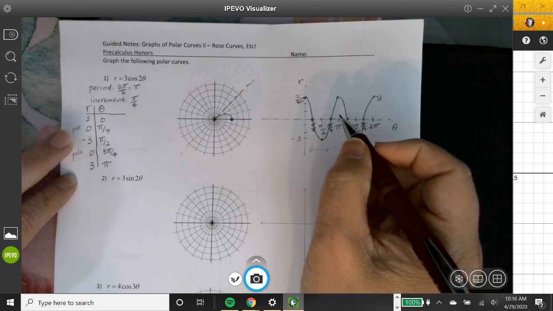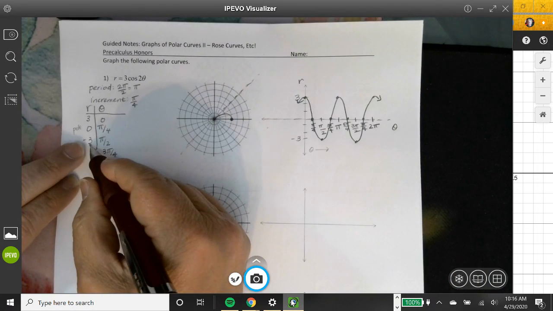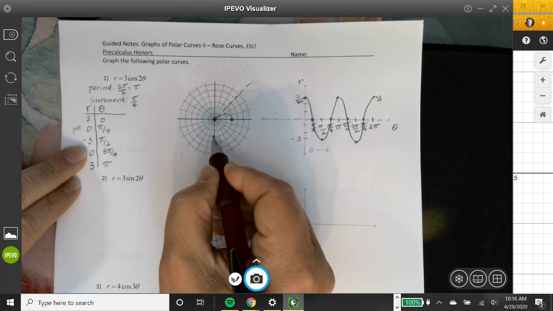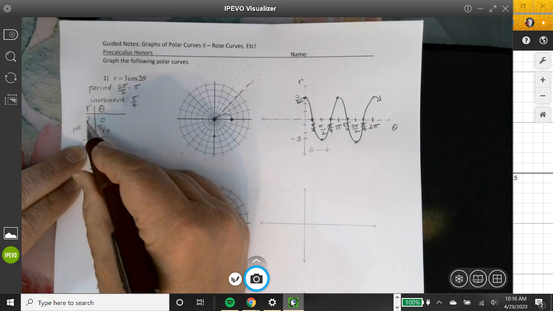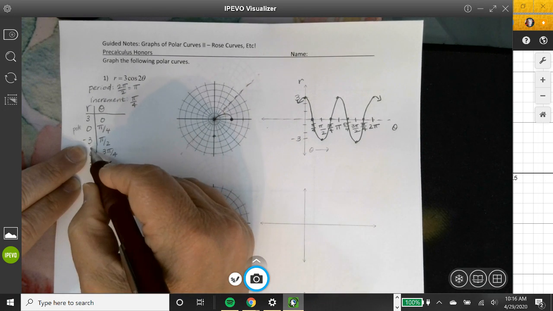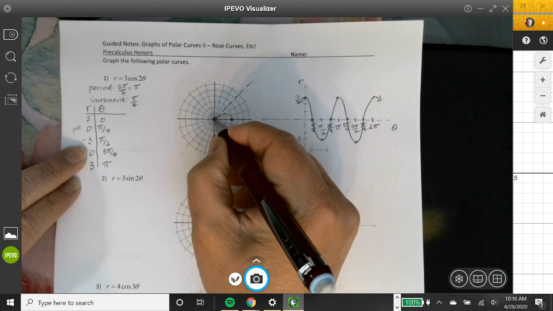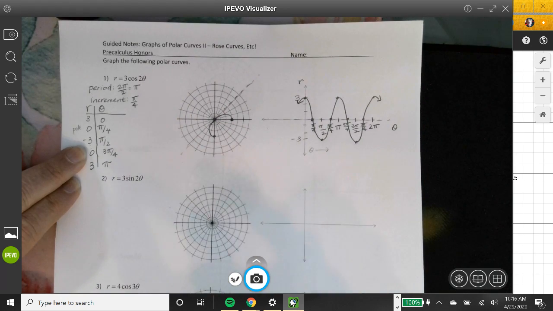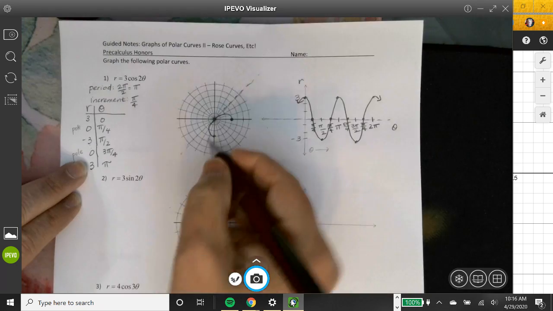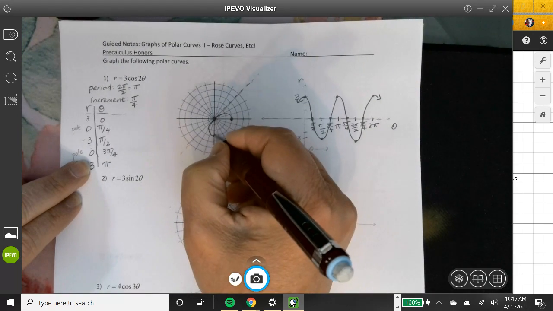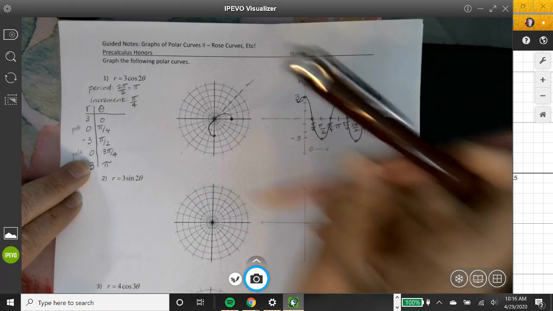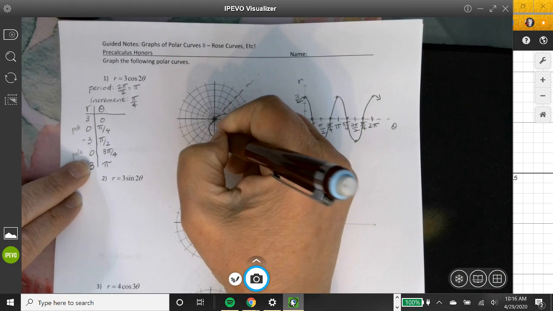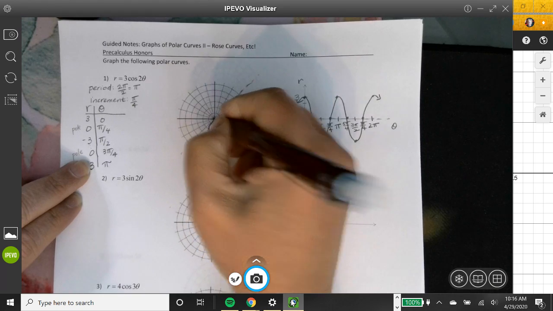And then the next point I'm going to go to is negative 3 out radially, 1, 2, 3, and then positive pi over 2 rotation here. So I'm going to pass through the pole to get to this next point. And now I'm going to head back to the pole before 3 pi over 2. So this is the angle here, pi over 4. So I'm going to go back to the pole here.